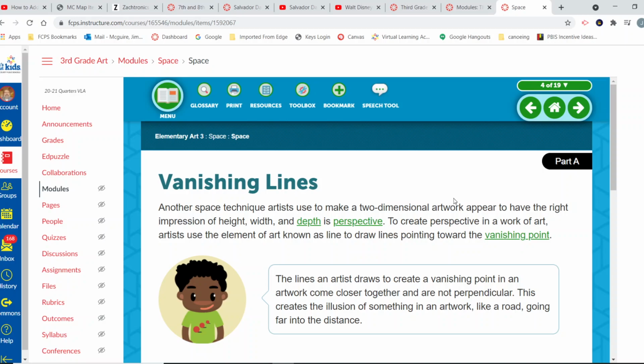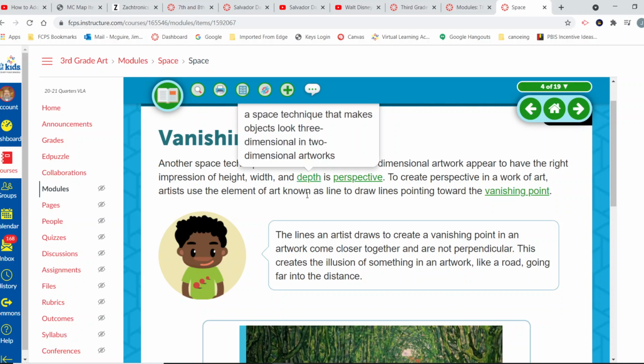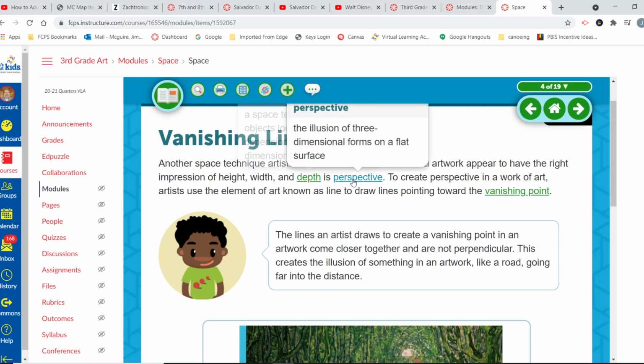One of the things we're going to focus on in our make day is the vanishing lines. Vanishing lines are often used to create depth, and depth is when things look like they're three dimensional or go back into space. When we talk about perspective, it's the idea that as things go back further in space, they appear to look smaller to us.